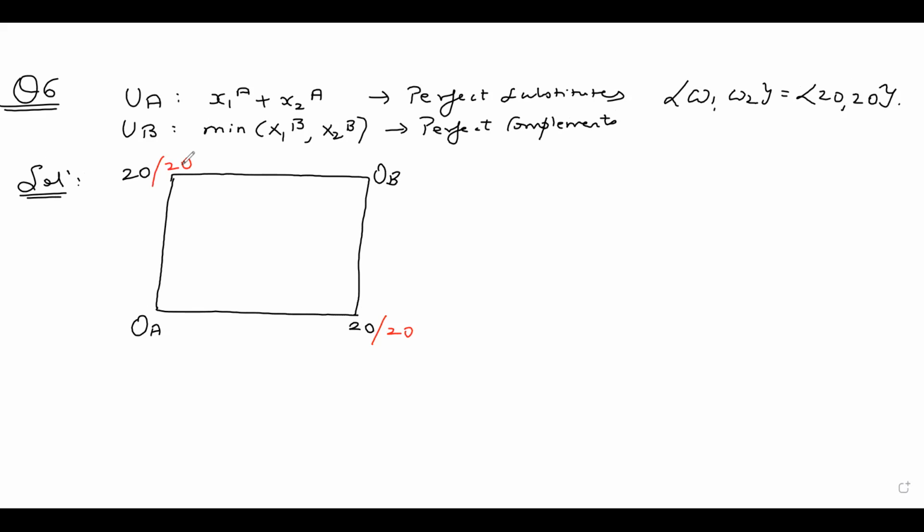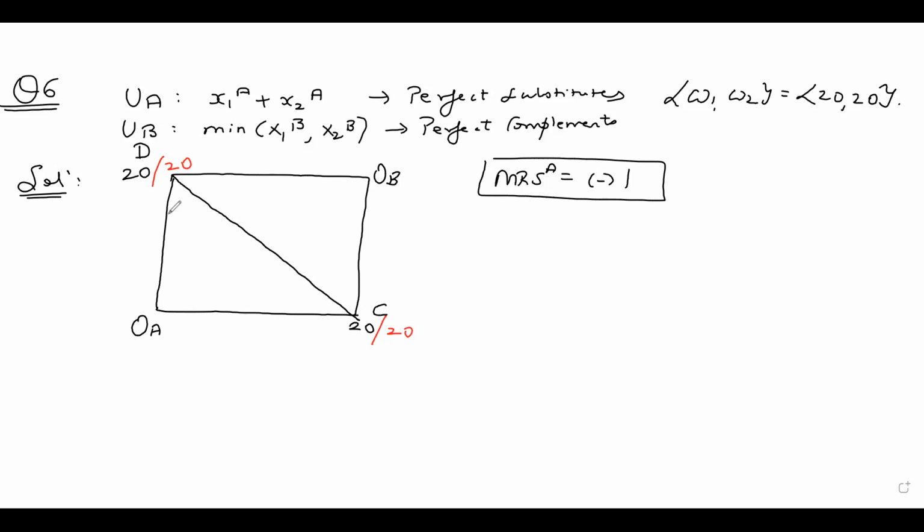A's ICs are downward sloping ICs with MRS equal to -1. So MRS of A will be equal to -1, perfect substitutes. Okay. That means A's IC is going to pass through point C and point D, and all the other family of ICs are going to be parallel to this IC. All other ICs are going to be parallel to this particular IC. So these are all A's family of indifference curves. The direction of preference is again the northeast direction.